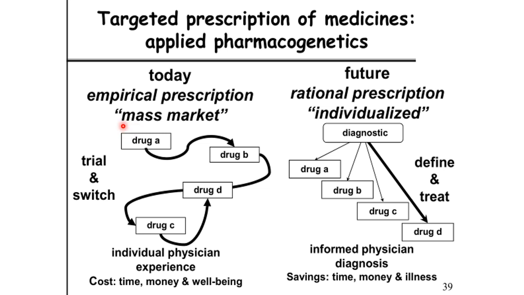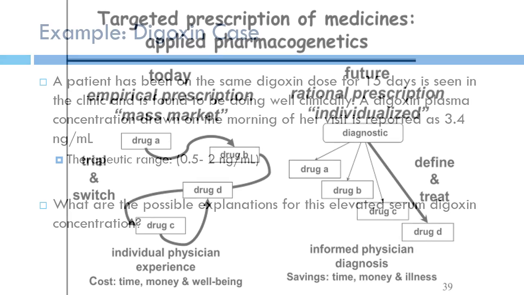Instead, if you can have more objective findings to say, okay, I know you're going to be a bad responder to this drug because you have this mutation, let's go ahead and use this one instead. That way you can go directly to the drug that's going to work for that patient. That could be good, and hopefully that'll be more common as time goes on, right?